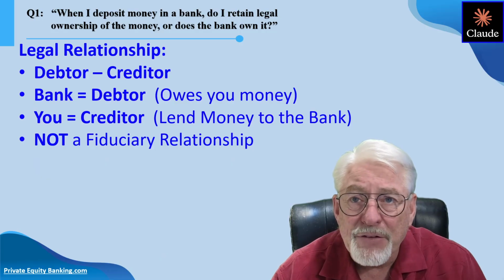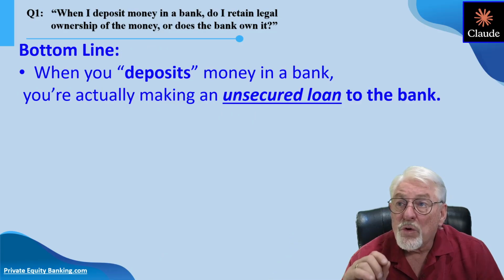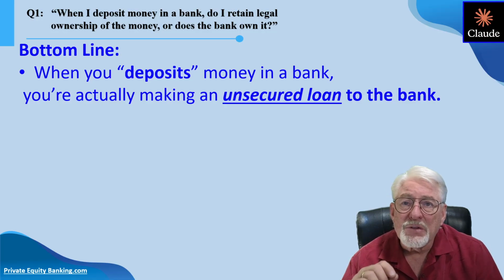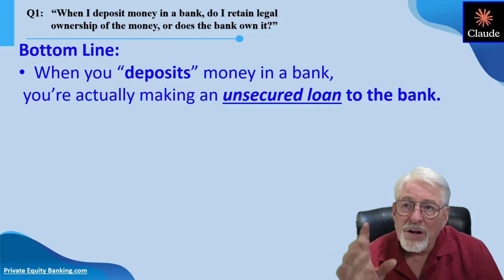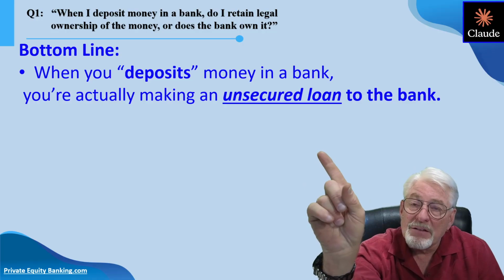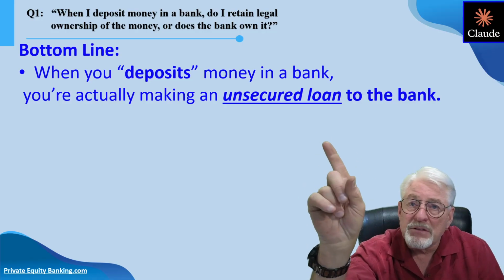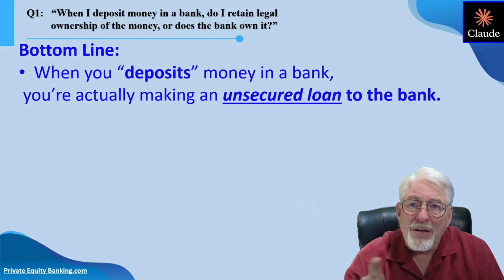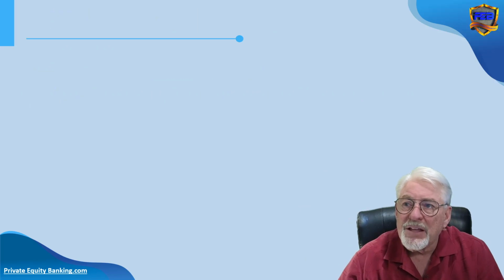They do not have a fiduciary responsibility. When you quote unquote deposit, and it really isn't a deposit, money into a bank, you're actually making an unsecured loan to the bank. Let me reiterate, these are the words exactly as Claude gave them to me. That's why I've got the question up there in the top. So you can go to Claude, you can go to ChatGPT, you can go to any AI model you want and look at these questions, see if you don't get the exact same answers.